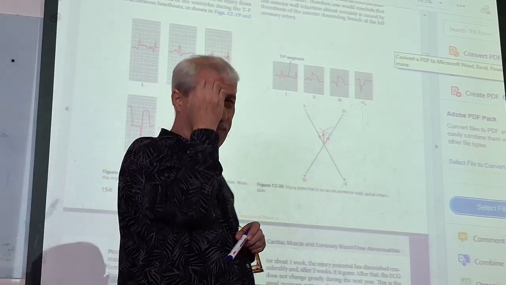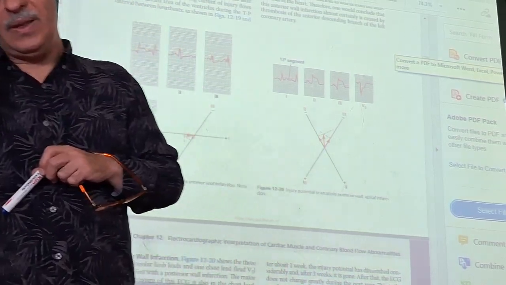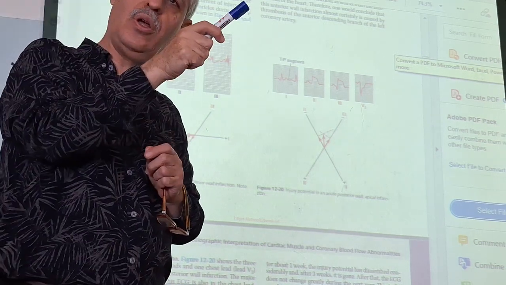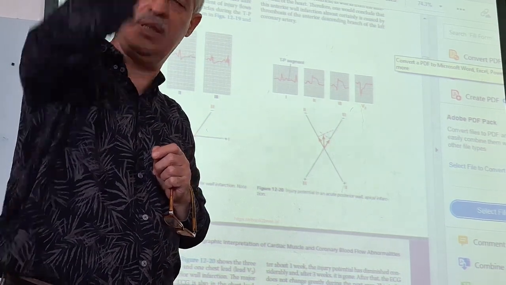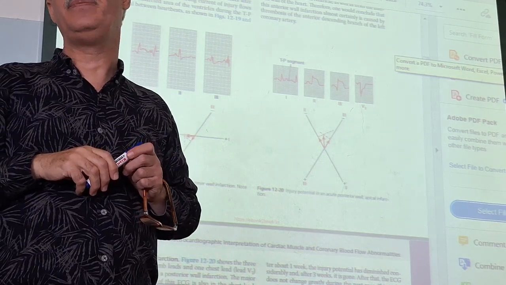So the end of the S wave resembles the J point. Find the J point, make a horizontal line. If it is above the TP horizontal line, it will be positive. If it is under that horizontal line, that will be negative.